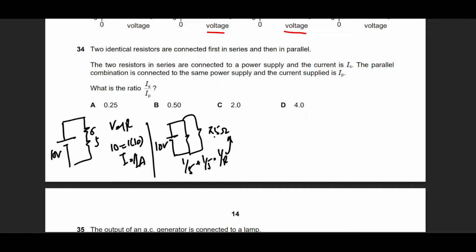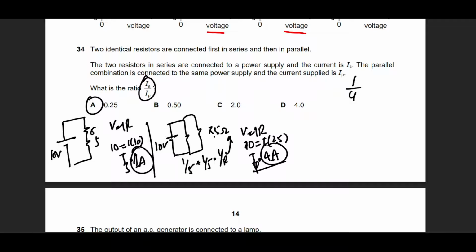So in this situation, if I use V equals IR, this is 10 volts of voltage, 2.5 ohms of resistance, and the current is going to come out as 4 amperes. So the current in the series combination is 1 ampere, and the other is 4 ampere, and it is series divided by the parallel combination. So this is 1 divided by 4. It's going to get you 0.25 as the answer.